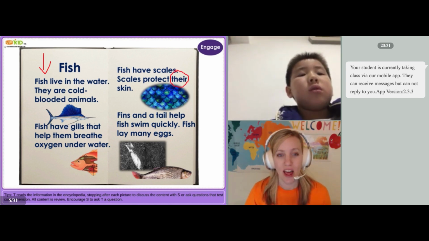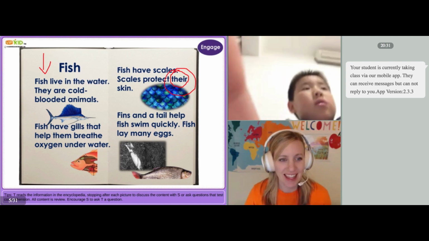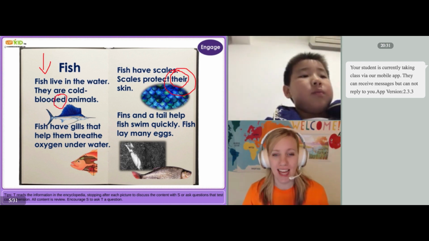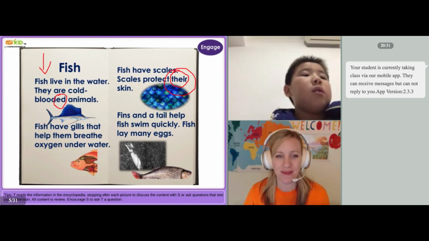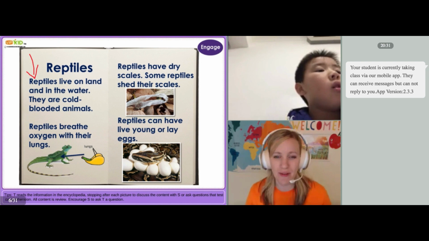This word is there. Good. This is blooded. Blooded. Good reading. Can you read about reptiles, Jerry?